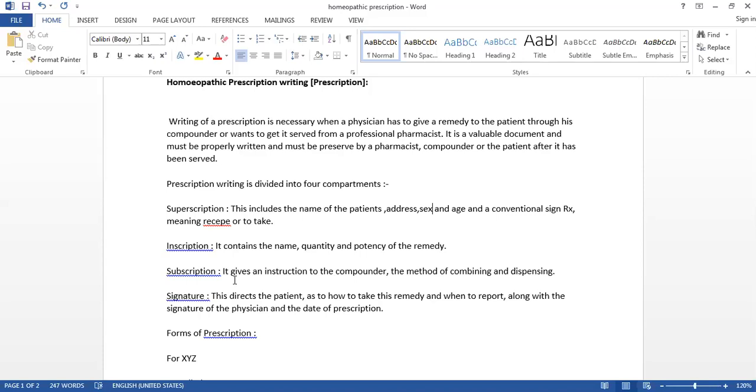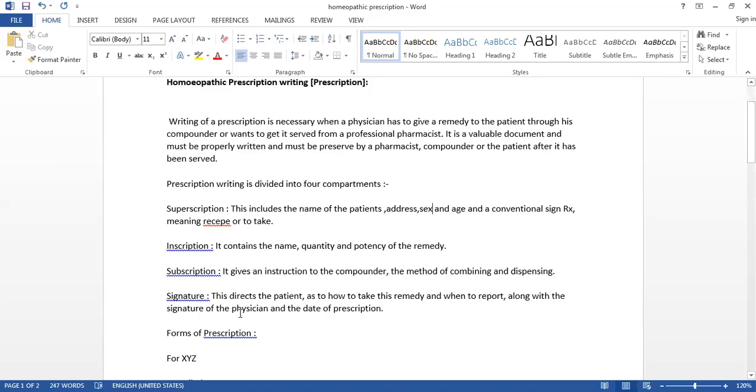Suppose it is "mist", meaning mixture, that means it is a mixture of two to three medicines, or you can give a mixture like LM potency; you have to write it down there properly. So in this way, this is the instruction to the compounder. The last one is the signature.